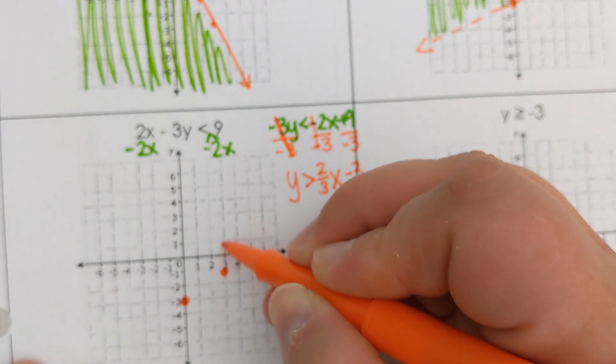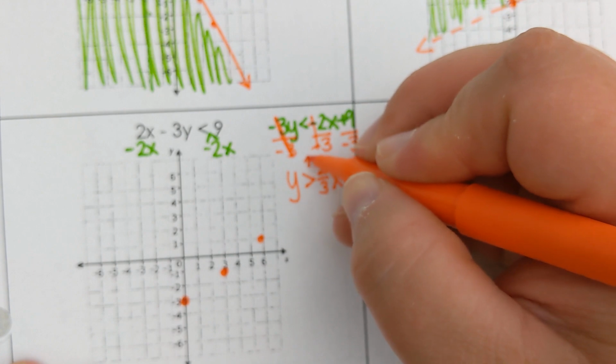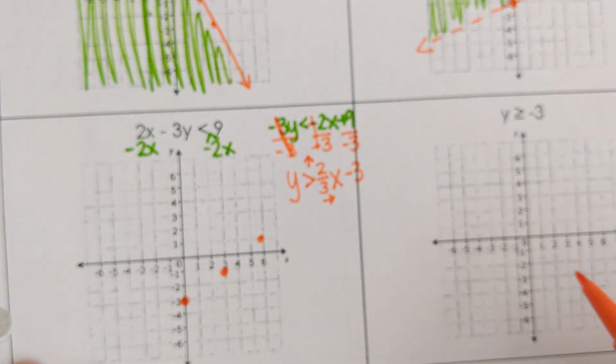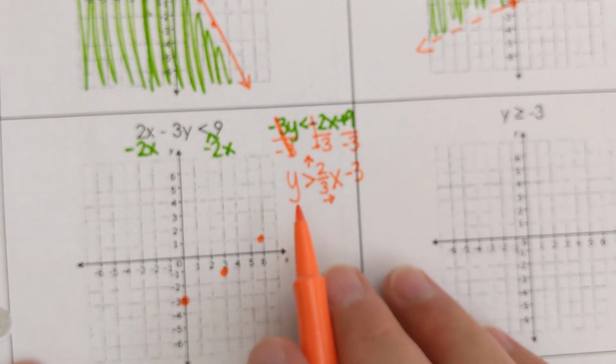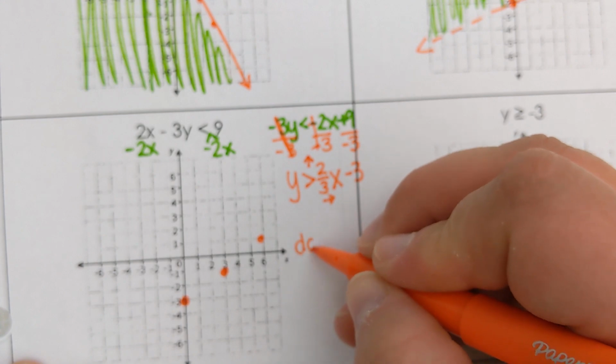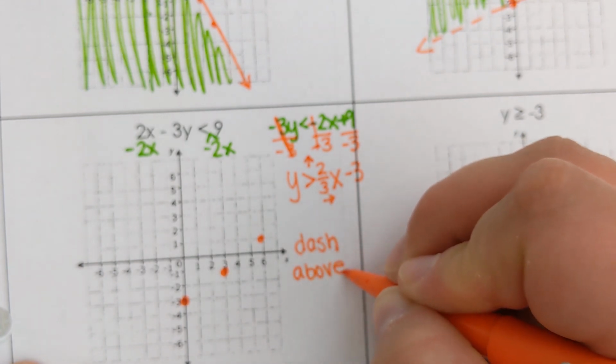Up 2, right 3. And then I have to go check. This is a greater than, just like my last one, which means that it's going to be a dashed line, and I'm about to shade it above.